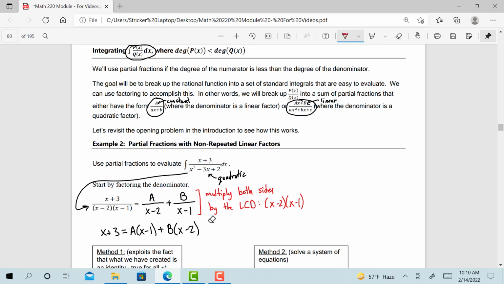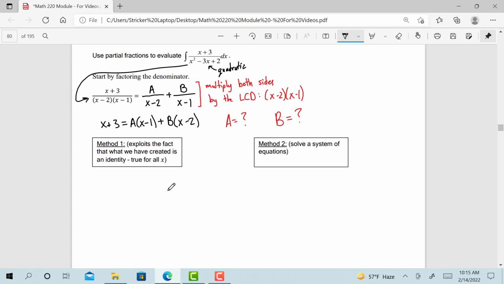So there's really two different methods that we can look at to figure out what a and b are. The first method that we're going to use is the one that I'm going to use mostly, but I will show you the other method. We're going to take this identity that we just created, and we're going to exploit the fact that this identity is true for all values of x.